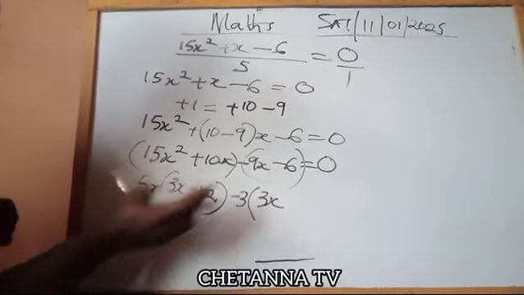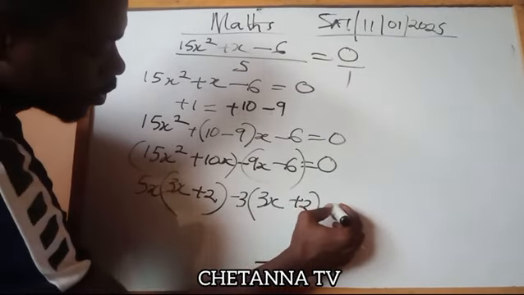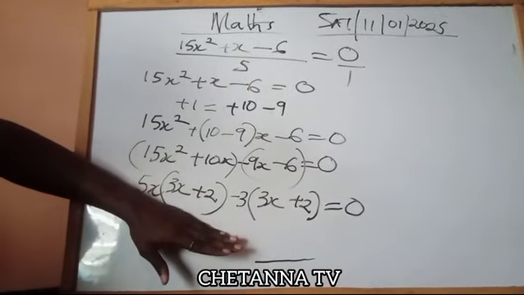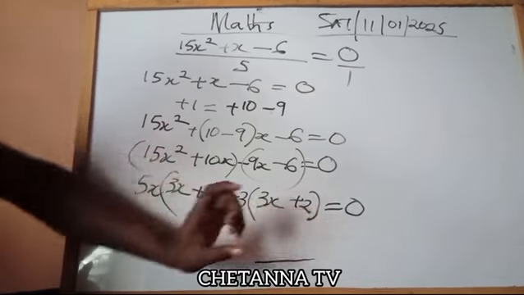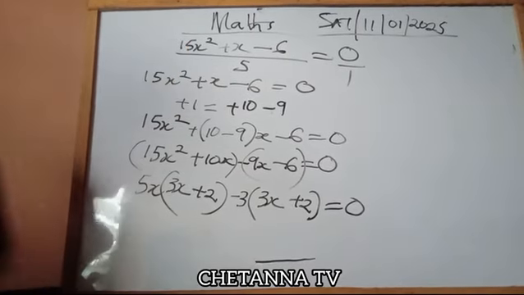Minus 3 divided into minus 6 is plus 2. Good. All is equal to 0. So we now have 3x plus 2 here, 3x plus 2 here. We take 1, right? Yes. Then write this, so I can clean up so we can come up.